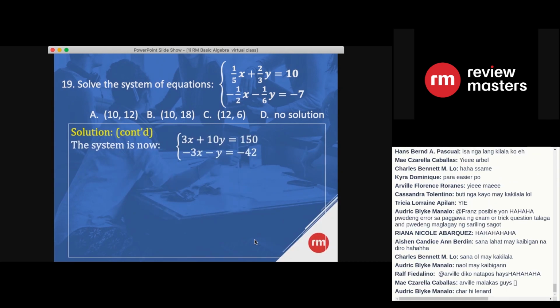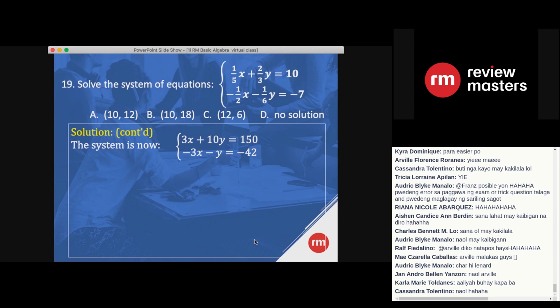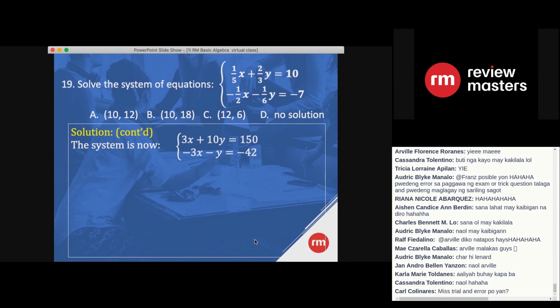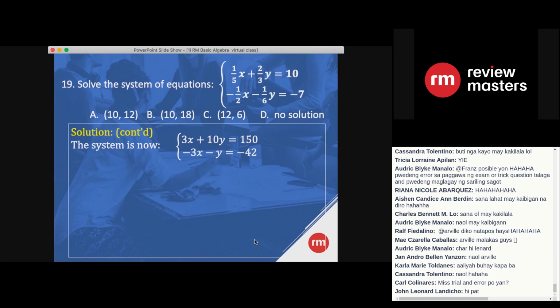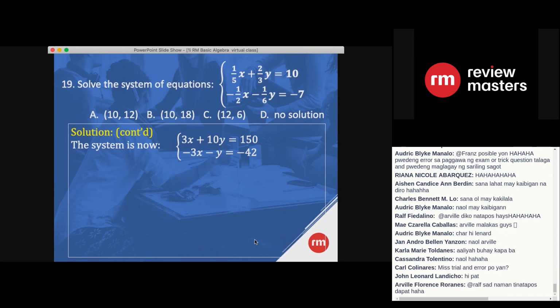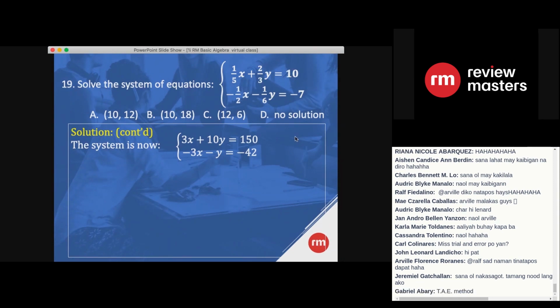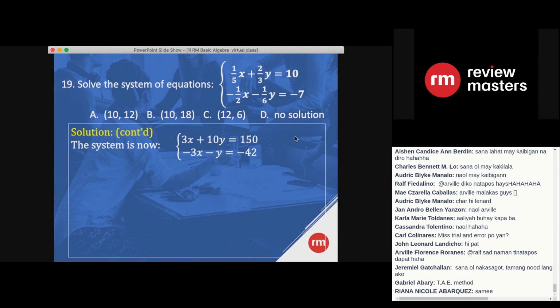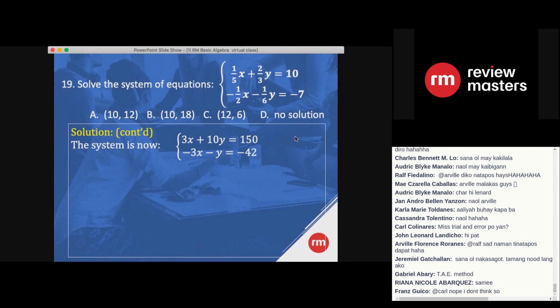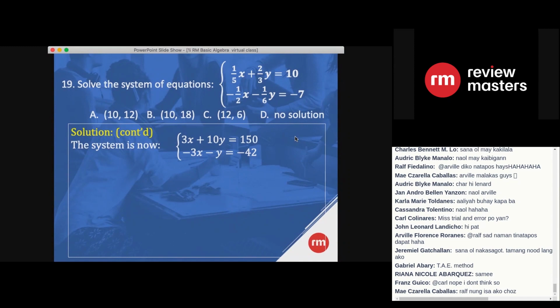So, the system now, nung minultiply na natin, ginawa na natin whole number, would be 3x plus 10y is equal to 150. And the other equation is negative 3x minus y is equal to negative 42. So actually, kung titingnan mo yan, mas madali na siya ngayong tingnan. Diba? Mas madali na siyang isipin. So kung ginawa ninyo ganyan, gusto ninyo tingnan na lang, substitute yung mga 10, 12, 10, 18, 12, 16, pwede yung i-substitute dyan kung ano yung tamang sagot, yun na yun. But of course, for the sake of knowing how to deal with this, sasagutin pa rin natin the long method.